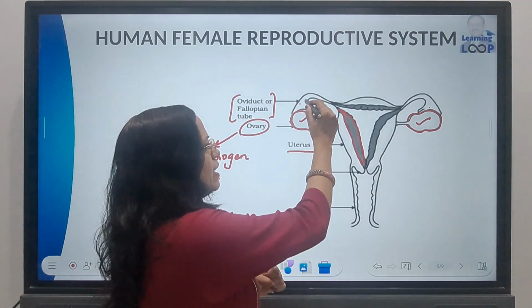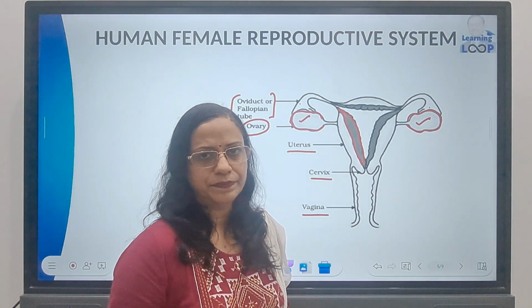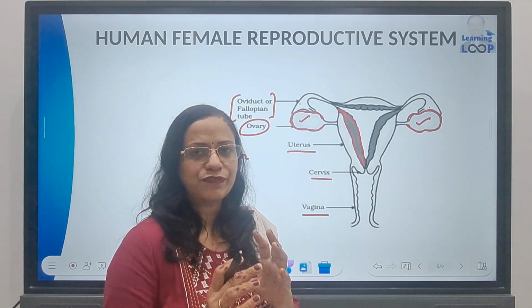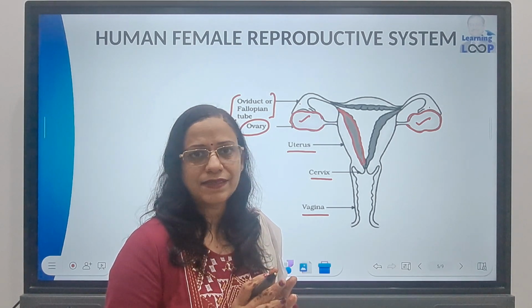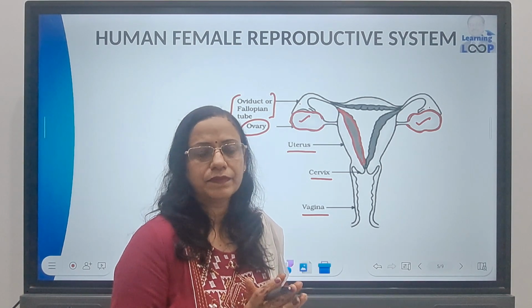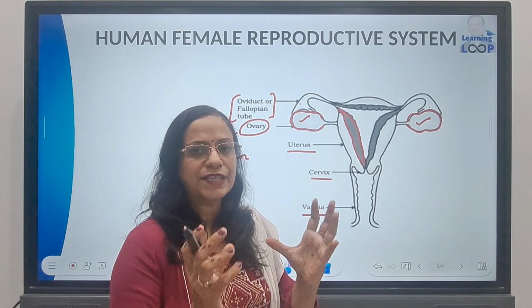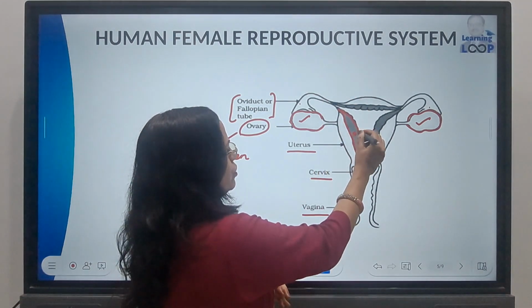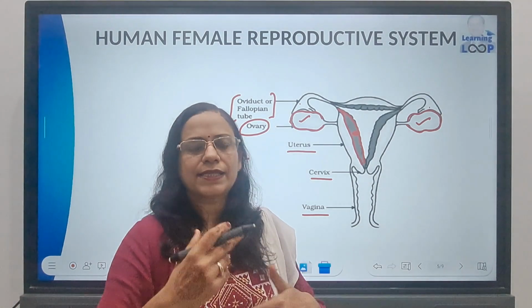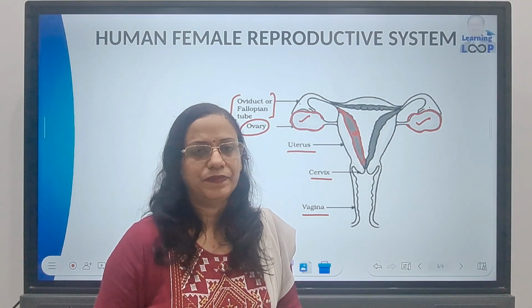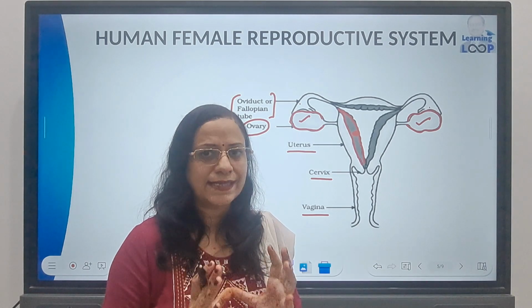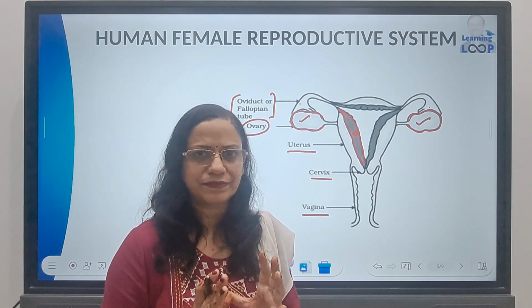So that ova comes in the fallopian tube. In the fallopian tube, the ova or the ovum stays for around 3 to 4 days, waiting to meet a sperm. If the sperm comes, it gets fertilized, and if it's fertilized, it comes here and attaches itself to the wall of the uterus and starts developing as a baby. We say the female is pregnant. This happens if the egg cell gets fertilized.